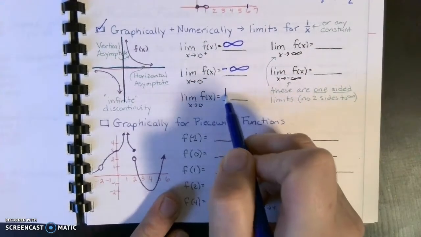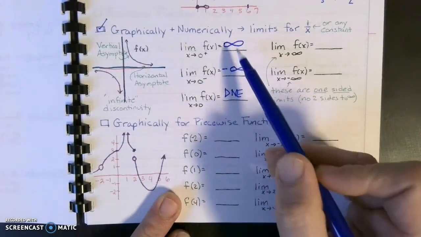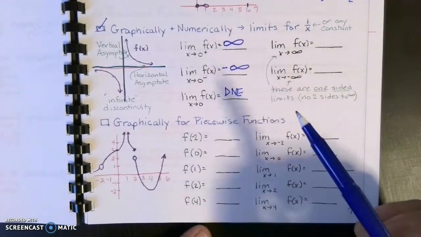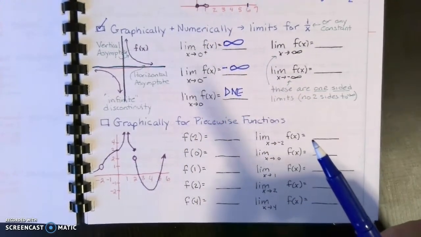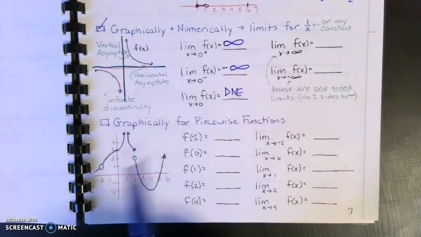And why does the limit as x approaches 0 not exist? Because it does not approach the same value in both directions. If both of these said infinity, it's a different story, but they don't. They're heading to different locations. So these were limits as we approach the number that headed towards infinity.